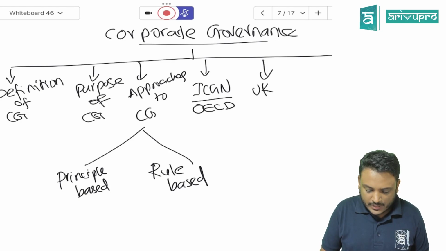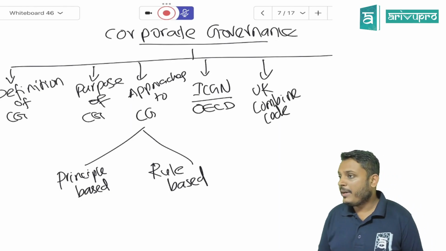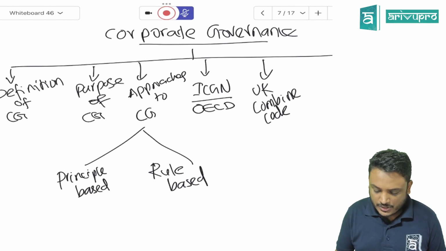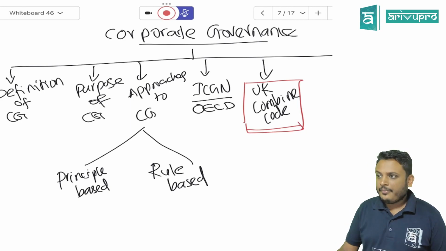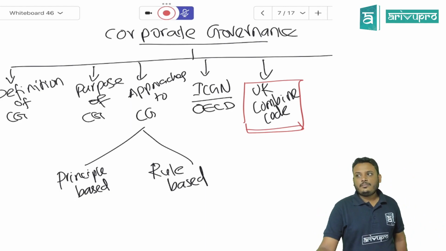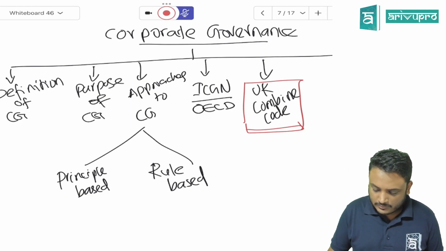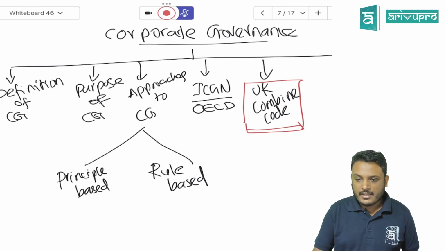UK Corporate Governance Code. UK Combined Code. So we're going to study UK Corporate Governance. Just mark it as important. This is what is examinable.